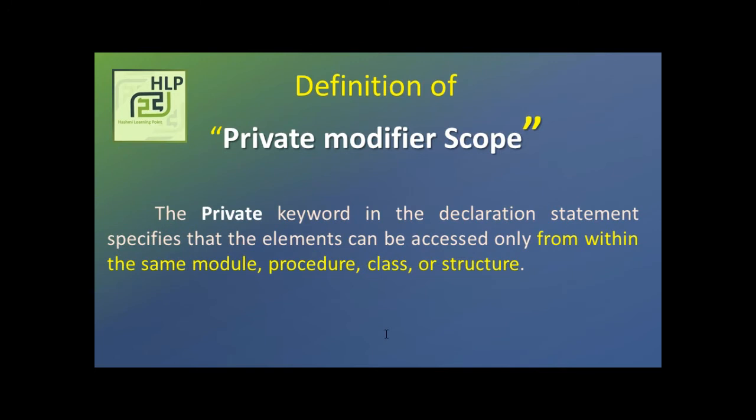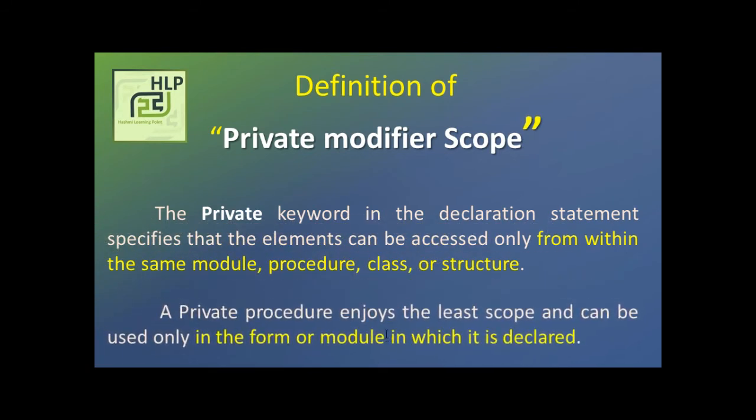Now the definition of Private modifier scope is that the Private keyword in the declaration statement specifies that the elements can be accessed only from within the same module, procedure, class or structure, and a Private procedure enjoys the least scope and can be used only in the form or module in which it is declared.